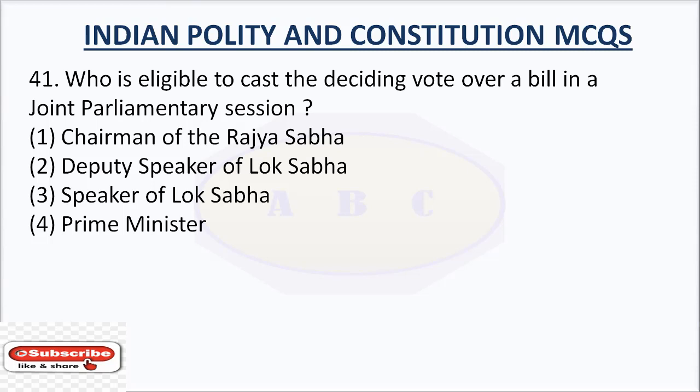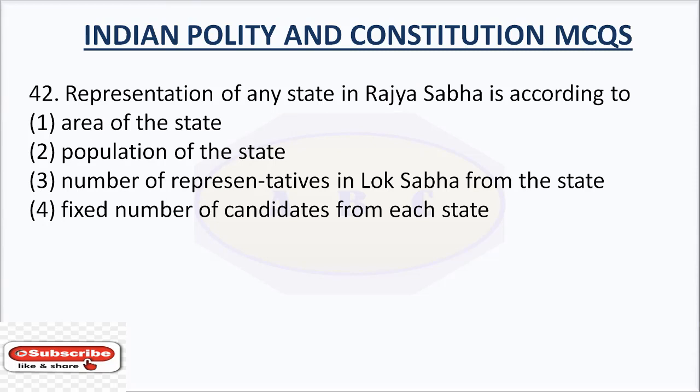Question number 41. Who is eligible to cast the deciding vote over a bill in a joint parliamentary session? Option number 1, Chairman of the Rajya Sabha. Option number 2, President. Option number 3, Speaker of Lok Sabha. Option number 4, Prime Minister. The right answer is Speaker of Lok Sabha.